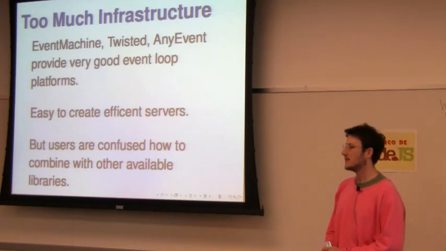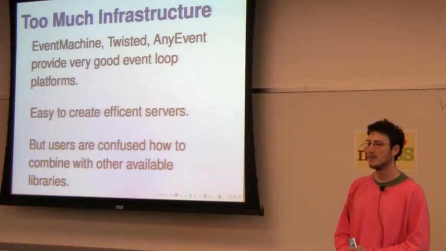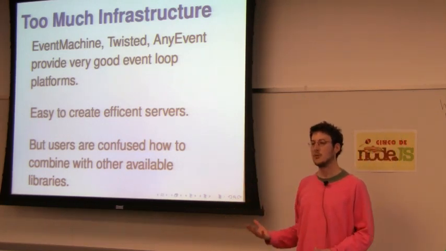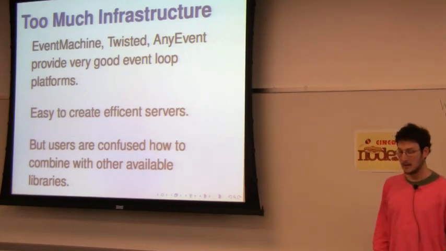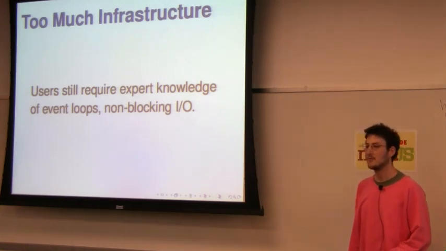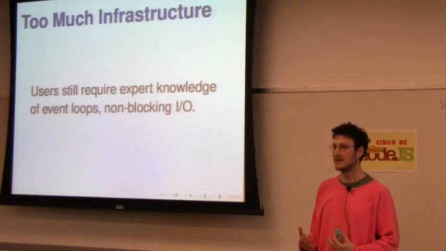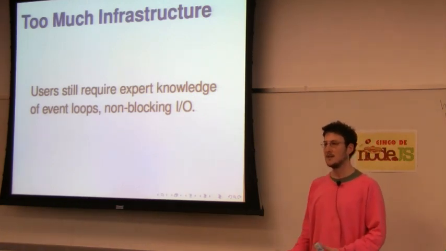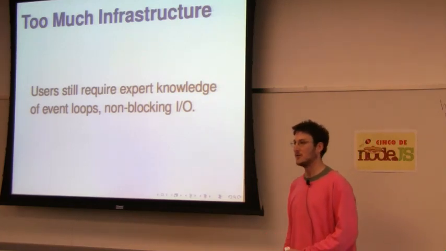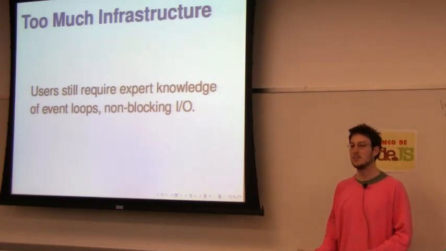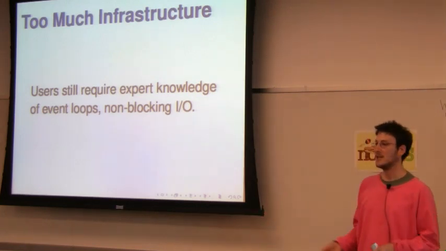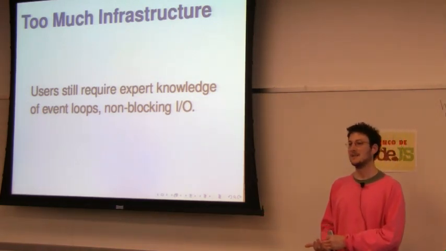But the everyday user coming to this is kind of confused about how they take Twisted or Event Machine and combine it with all the other Ruby infrastructure or Python infrastructure. So it turns out that it still requires an expert to write an Event Machine server, if only because the person who writes it needs to know what an event loop is, what a non-blocking function call is. Maybe this is trivial knowledge, but it's something, right? And so you can't just pick it up and start writing something like this, because as soon as you throw in the default Ruby MySQL client library, it blocks, and now your server sucks.